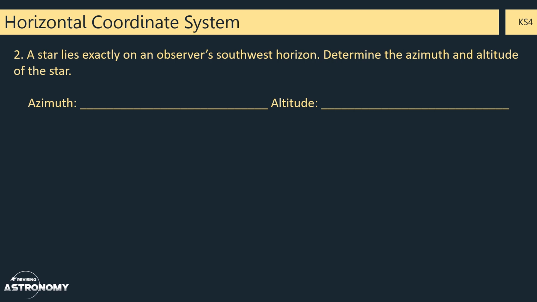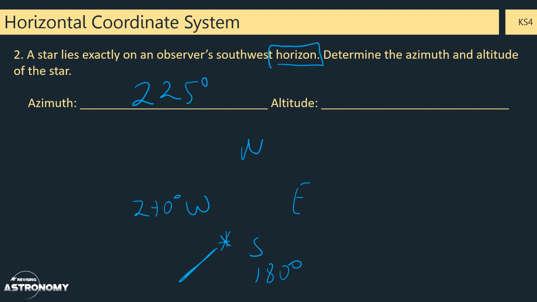Question 2, a star lies exactly on an observer's southwest horizon. So again, if we think about our compass points, north, east, south and west, we know that southwest is going to be halfway between south and west. So this would be 180 degrees, and this is 270 degrees. So halfway between those will be 225 degrees for the azimuth. And again, it's on the horizon, so the altitude will be 0 degrees.